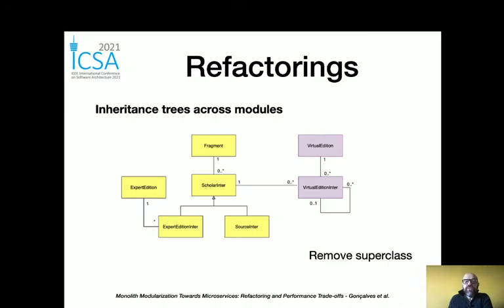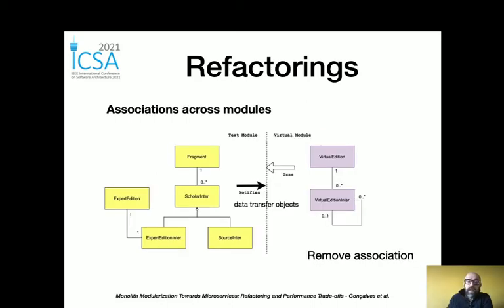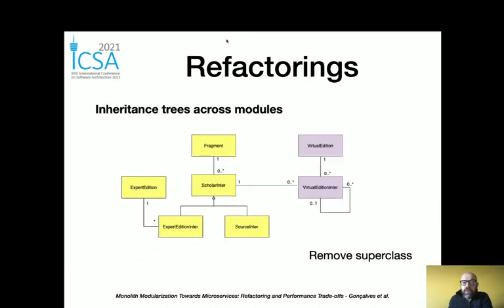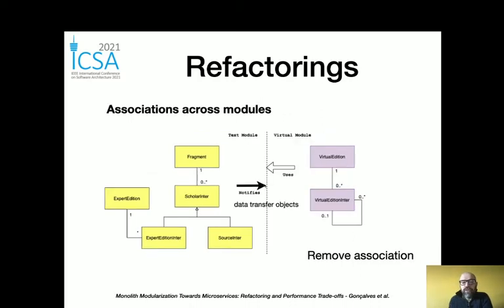And the next refactoring we found was the relations, the associations between domain entities, as represented here between the Scholar inter and the virtual edition inter. In the previous version, when the virtual edition inter needs to interact with the Scholar inter, it just invokes a method there. But now you want to avoid this because of modularity, and then you need to define an interface.